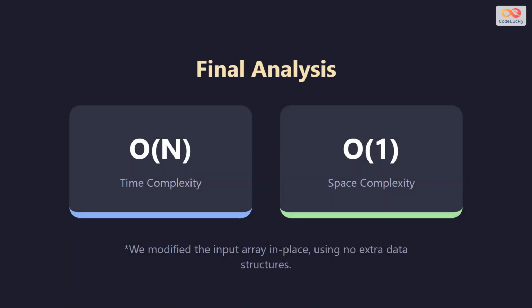Let's analyze the complexity. We iterate through the array exactly once, giving us O(n) time complexity. We modify the input array in place and only use a few variables for tracking, which satisfies the O(1) space complexity. This is the optimal solution.